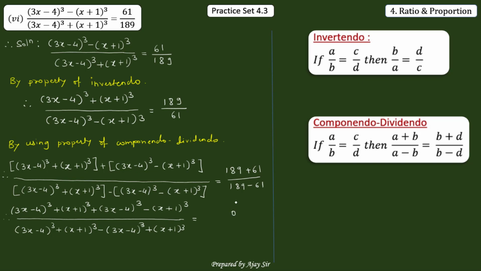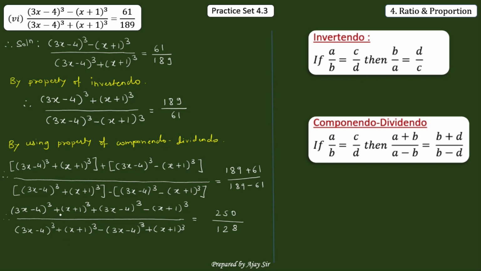So 1 will go here. So 9 plus 6, that is 15. So 1 goes here. So this is 250. 250, and 9 minus 1 is 8, and 8 minus 6 is 2. And 1, that is 128 this.